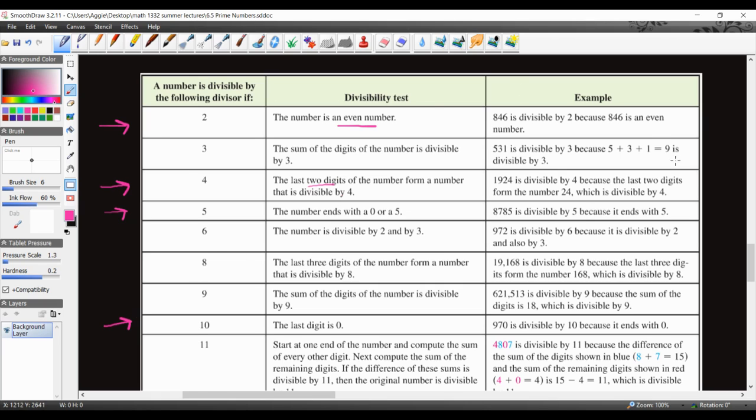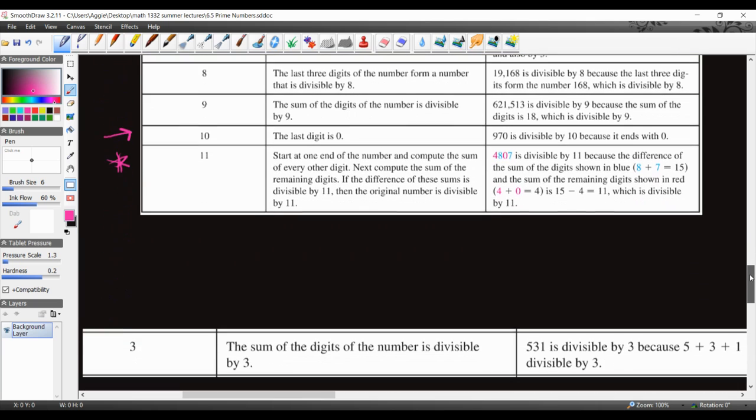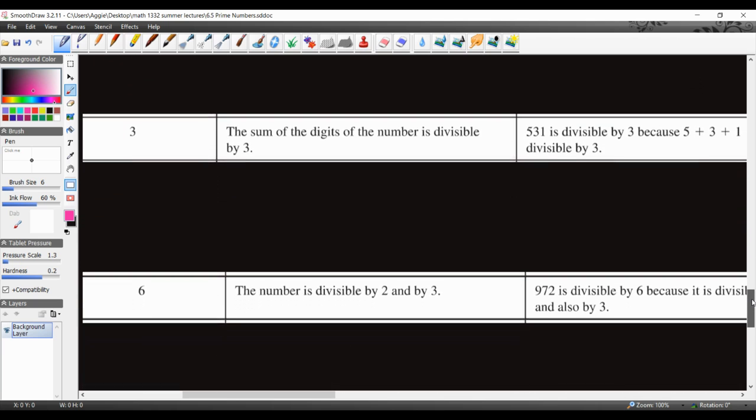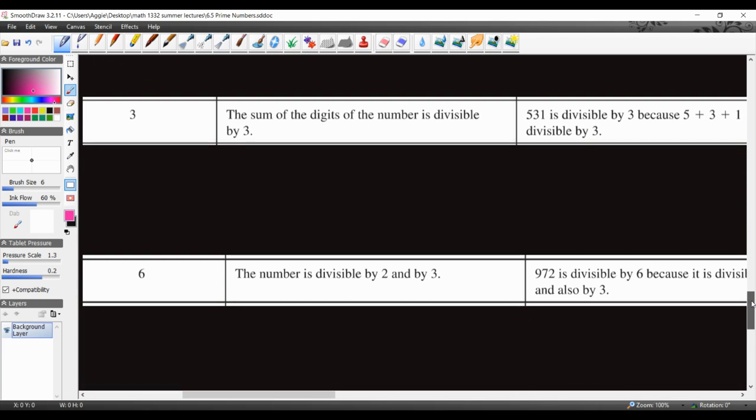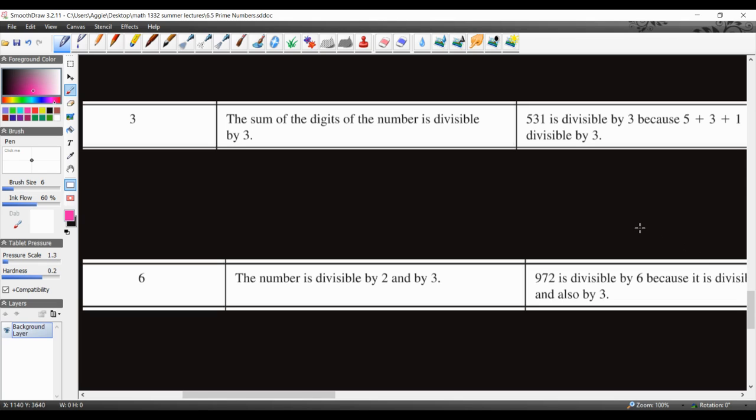We're going to go over some of the ones I did not point at. 11 is kind of cool if you want to take a look at it. I highly recommend it. I'm not going to go over this one, but it's a neat trick. By the way, this chart is also in your book. So we're going to go ahead and look at some of the divisibility tests here.